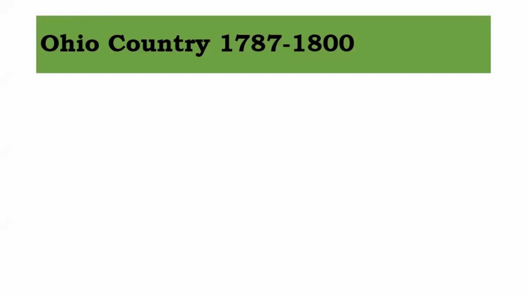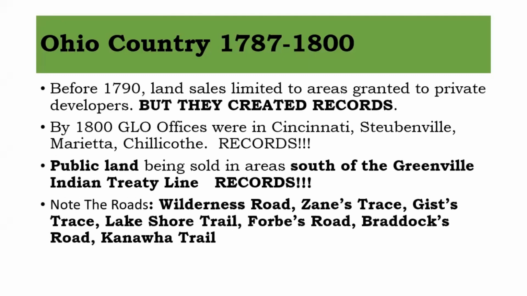The Ohio country from 1787 to 1800 went nuts with people coming in. The land sales were limited to private developers, but they created some records, and they found out that they wanted to sell too much land. People couldn't afford to buy large land grants, but there were government land office records. I'm calling them GLOW offices, government land office records in Cincinnati, in Steubenville, Marietta, and Chillicothe. You will find records that are available to you, and a lot of these have been scanned.